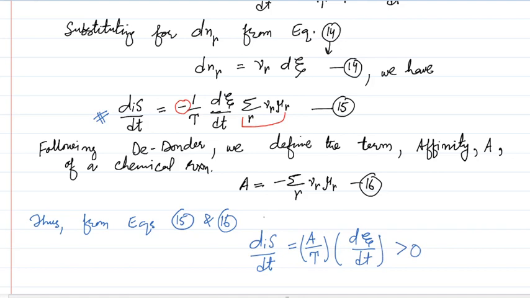Sometimes this relation is also written as, we can simply write d_iS is equal to A upon T d zeta without taking the rate. So we will write then d zeta greater than or equal to 0. So suppose this is equation 17, this will be then 18.